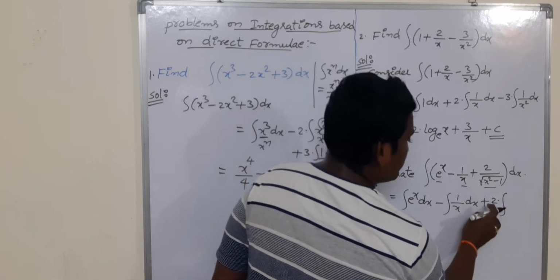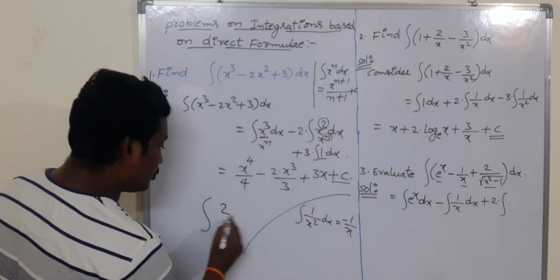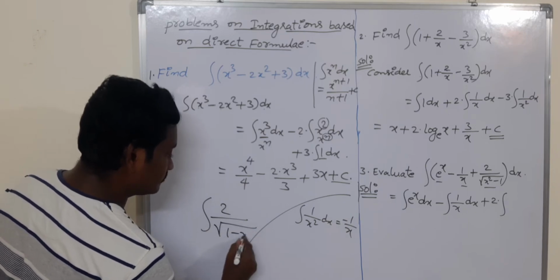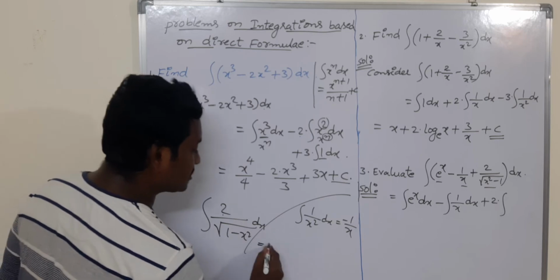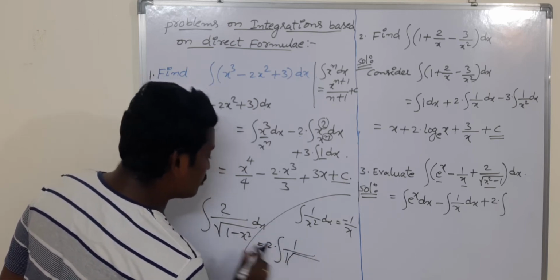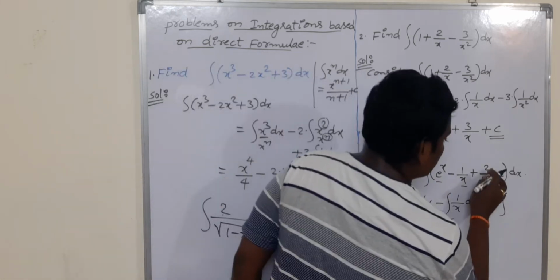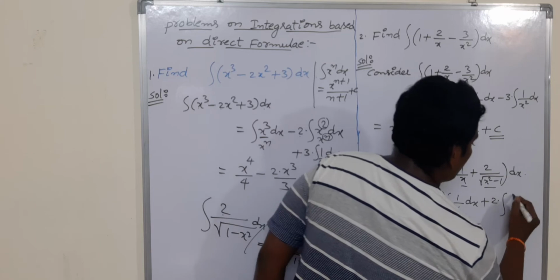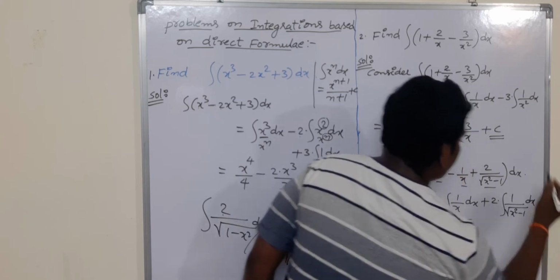Okay, so 2 is the constant, directly you can, suppose you write 2 by root over 1 minus x square. So 2 is the constant term, take it outside from the integration. So you will get 2 into integral 1 by root over 1 minus x square. In this way, take this 2 outside, 1 by root over x square minus 1 of dx.